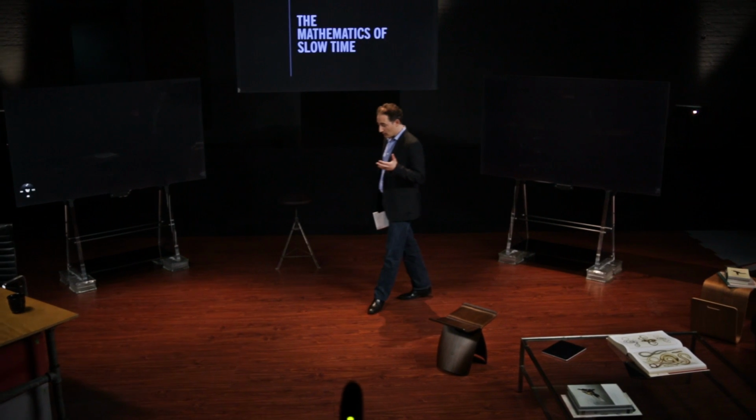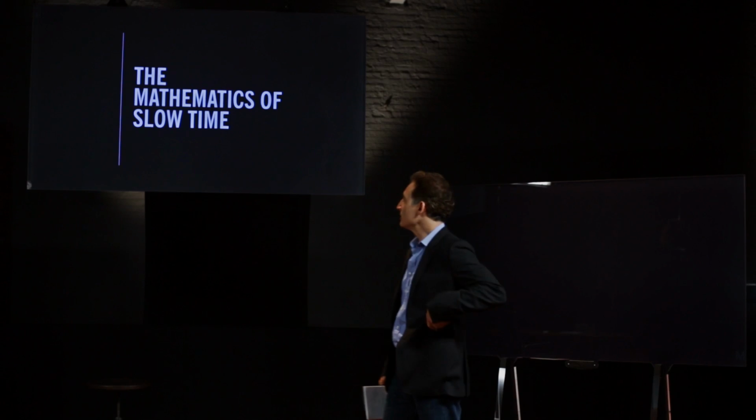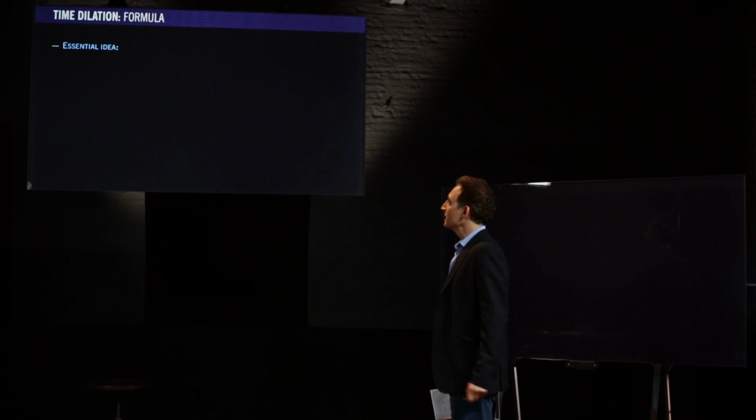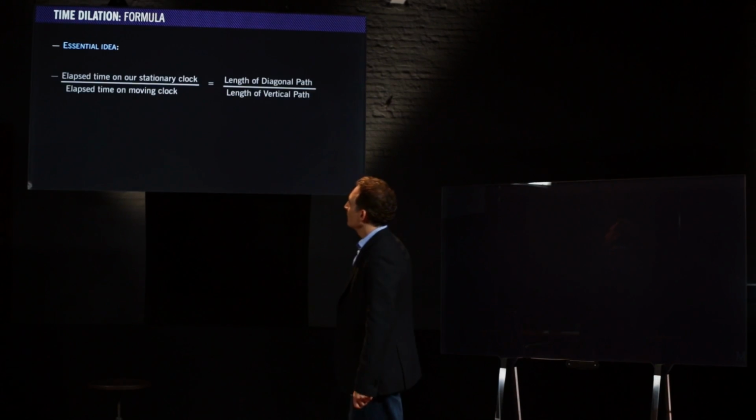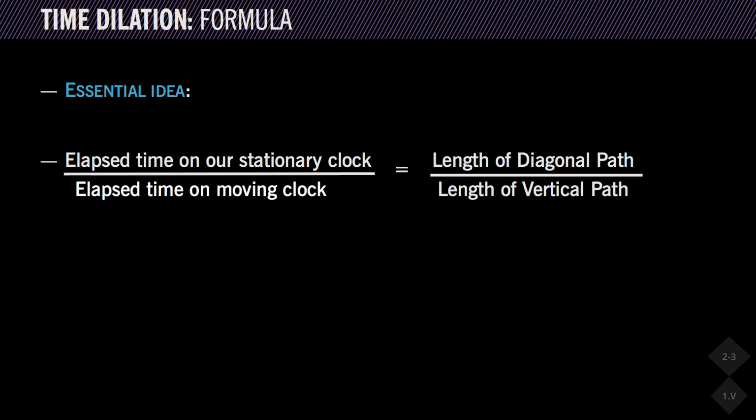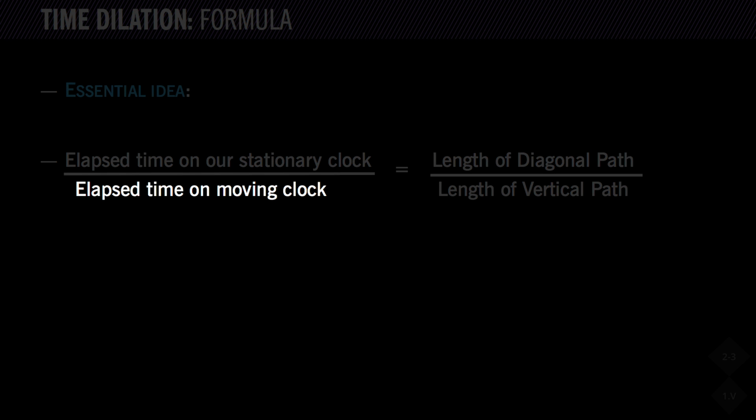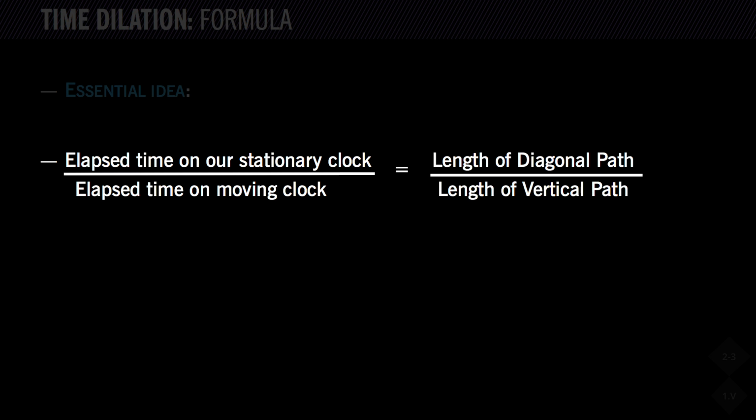Let's now work out the mathematical formula for the rate at which time slows on a moving clock. Again, just to get us on the same page, what's the essential idea? What we have seen is that the elapsed time on the moving clock differs from the elapsed time on a stationary clock. That just comes from considering the lengths of the paths that the light takes in each of those clocks to go tick and tock.